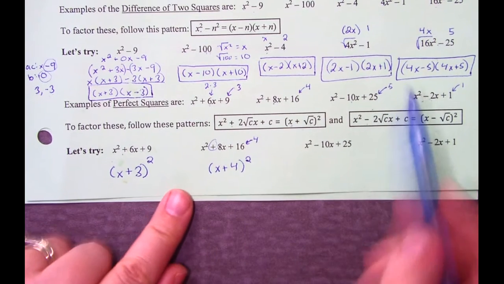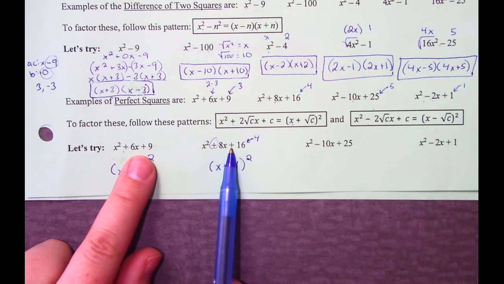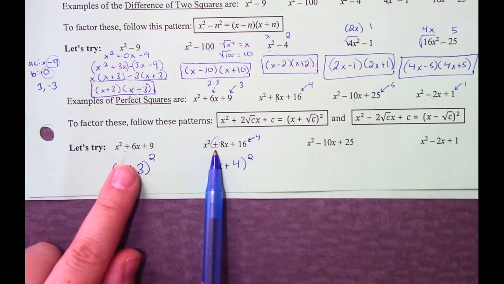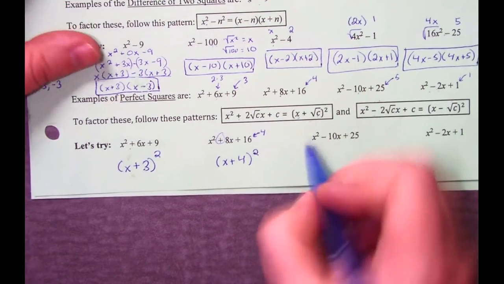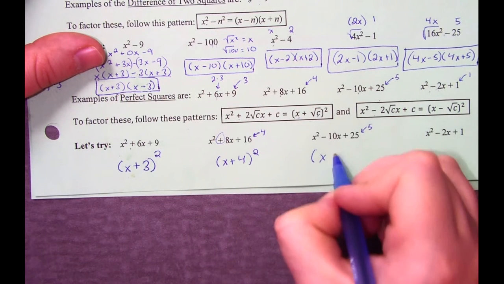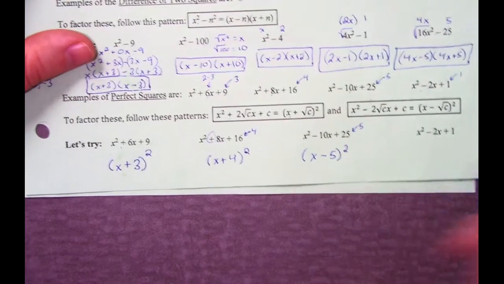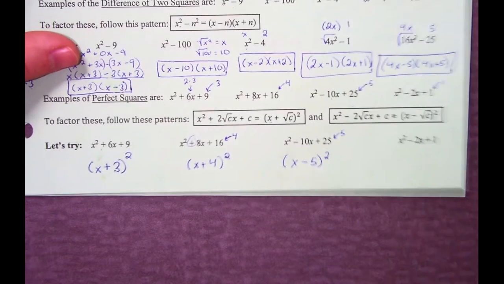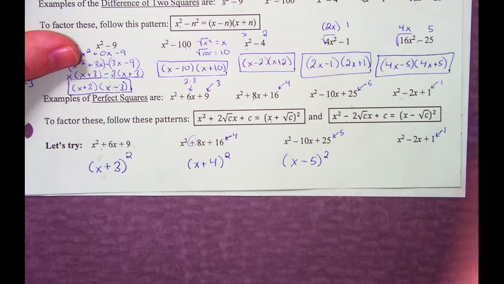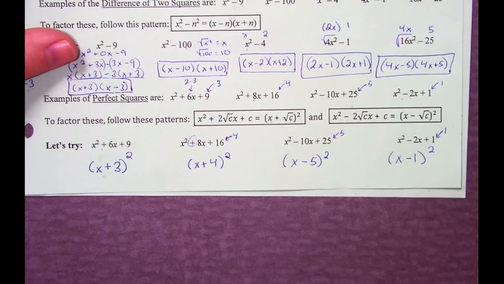This does not work if this is a minus sign. This last one has to be a plus sign. The first one can change. If the first one is a minus sign, then it's going to be x, and then the square root of 25 is 5, so we're going to say minus 5 squared. And over here, square root of 1 is 1, so it's going to be x minus 1 squared.